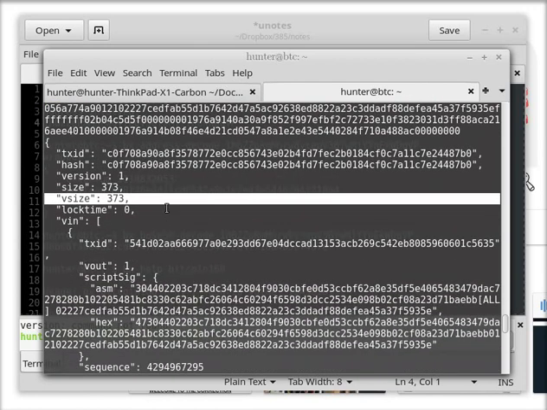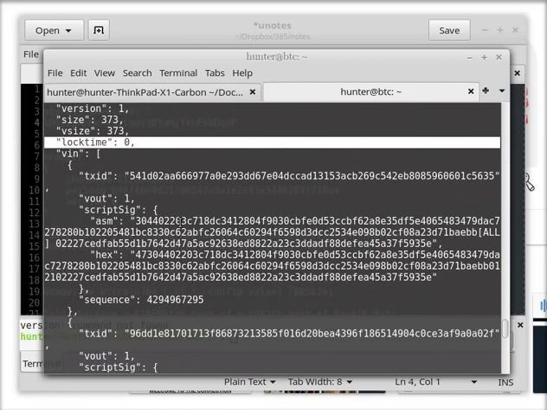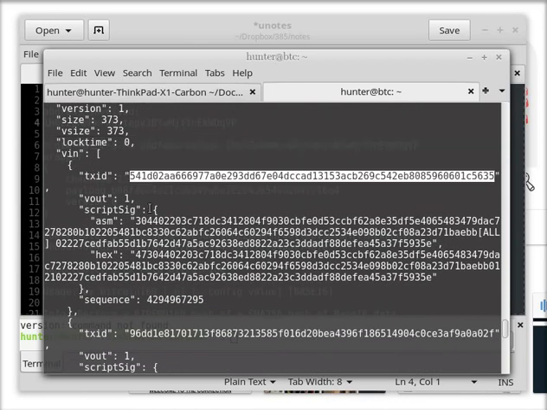The lock time, we'll talk about that later when we talk about smart contracts. What it's for is you can fix it so that a Bitcoin transaction output cannot be spent until a certain block height, but that feature isn't being used in this transaction. So you have a certain number of transaction inputs. Here's the hash of the first one.